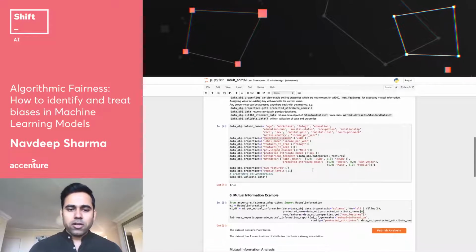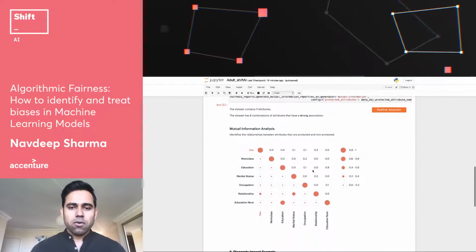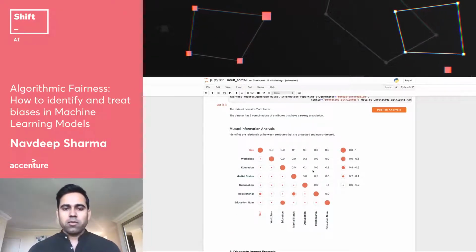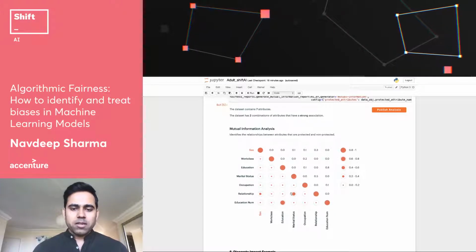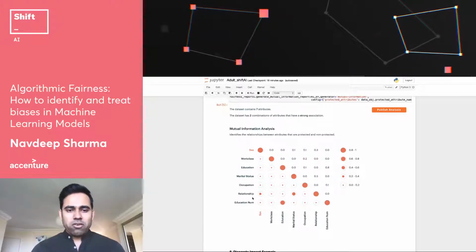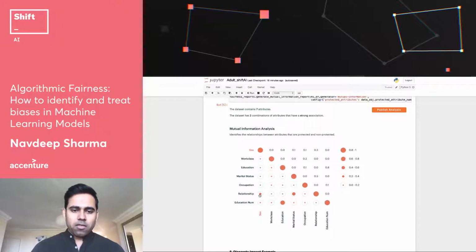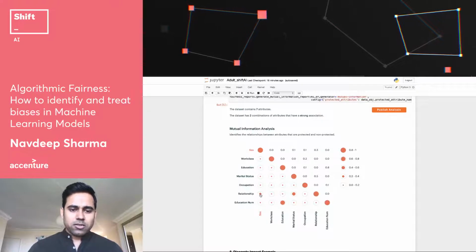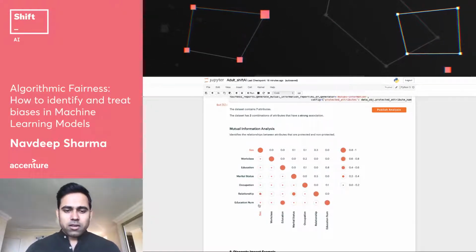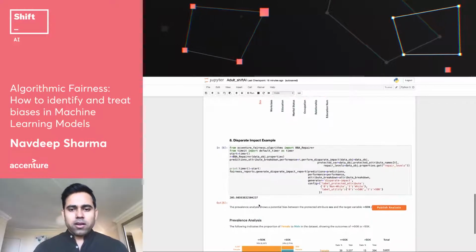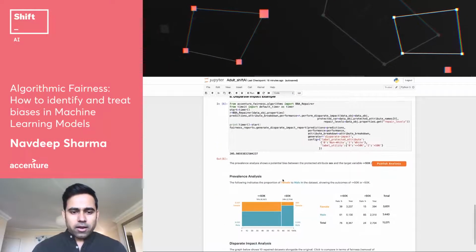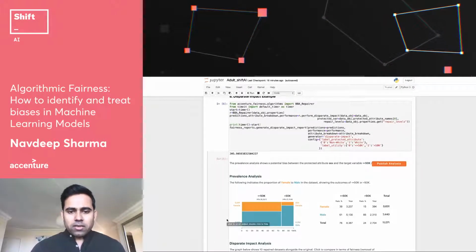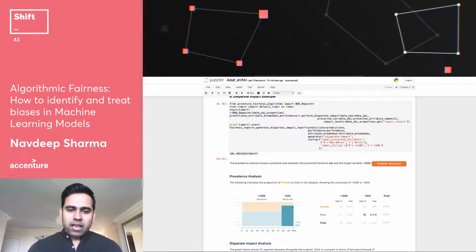So let's look into the mutual information metrics that we've gone over. It's similar to the results we've already gone over in the PowerPoint presentation. Obviously, marital status is highly related to relationship, but there are other relationships, like sex is related to relationship as well. Then looking into the disparate impact, we can clearly see that male is more dominant in the greater than 50,000 category as compared to female.